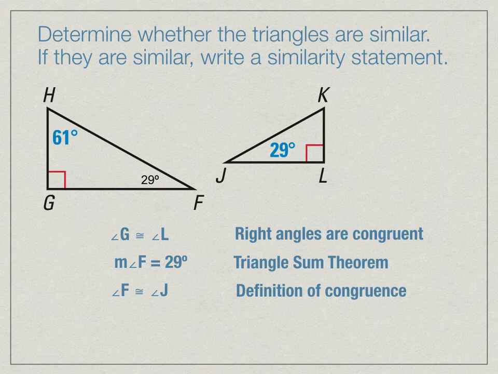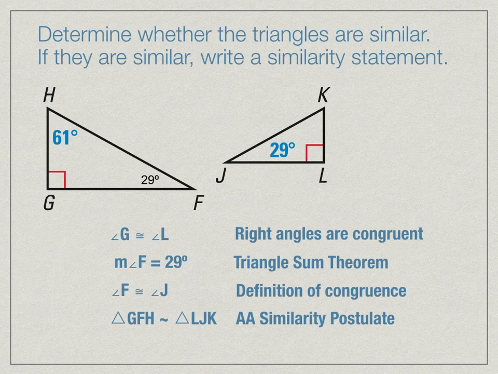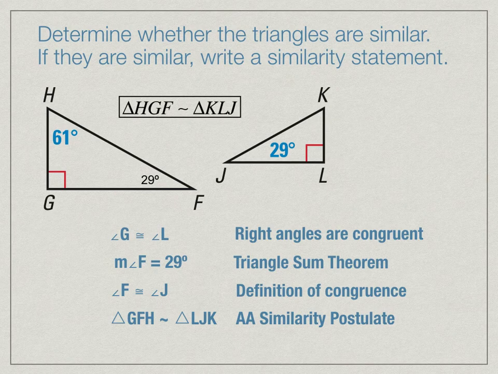I can say that triangle GFH is similar to triangle LJK by the angle-angle similarity postulate. There are other ways I could write that similarity statement. I didn't have to start with the letters GFH in that order. I could have started with triangle HGF, and then I would have said it is similar to triangle KLJ.